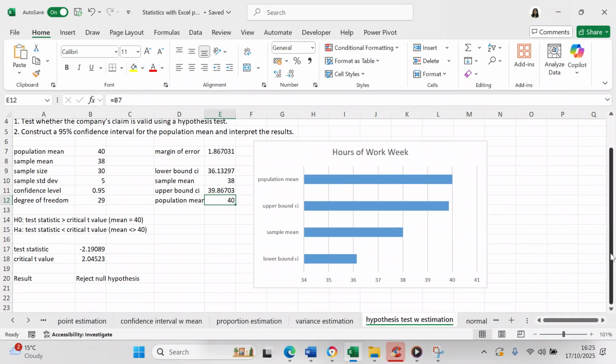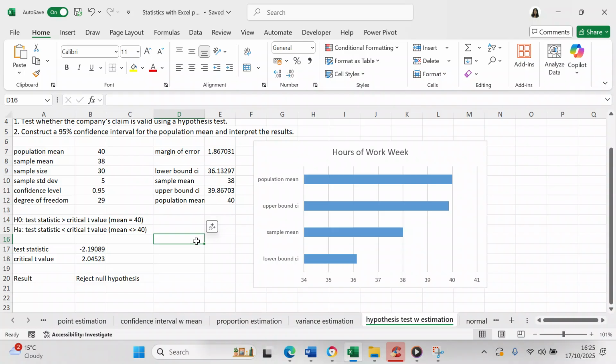So you can see here we've got our lower bound confidence interval being 36, and then your sample mean is 38, and your upper bound confidence interval is 40, and your margin of error is 1.86, and your population mean is 40. So you can see that the sample mean is less than the population mean. So the sample mean does not equal the population mean.